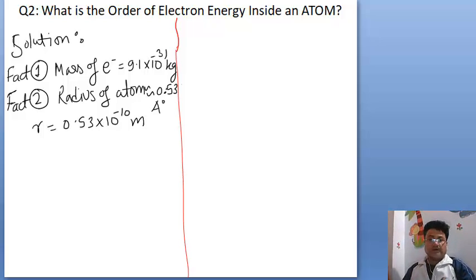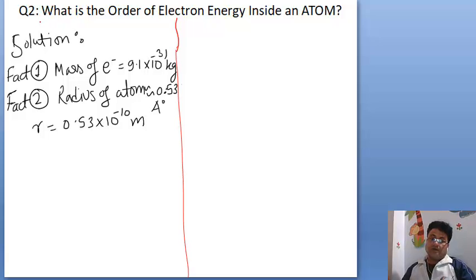Hello students, welcome back. We are going to handle another question which is again dependent on the Heisenberg uncertainty principle, and the question is: what is the order of electron energy inside an atom?